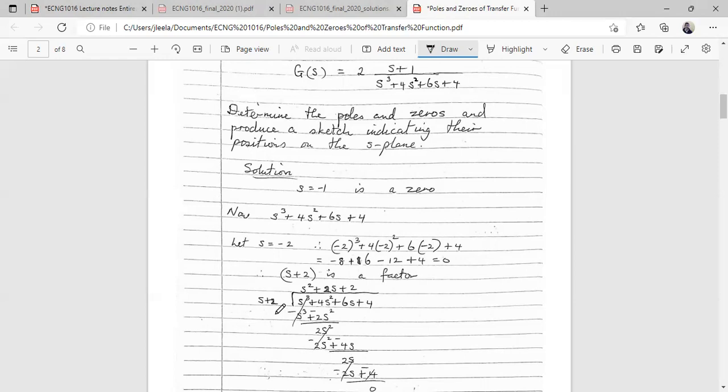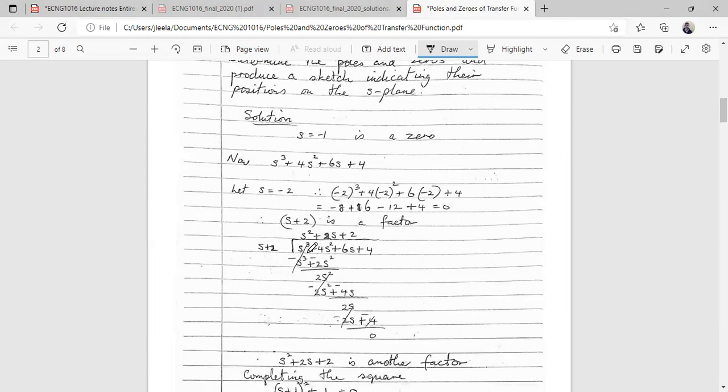So what I could do here is long division. I could divide the polynomial s cubed plus 4s squared plus 6s plus 4 by s plus 2. And then s plus 2 into s cubed gives s squared. You multiply s squared by s, you get s cubed, and s squared by 2, you get 2s squared. Now, in order for the s cubed to cancel, this had to be minus, so therefore this had to be minus here.